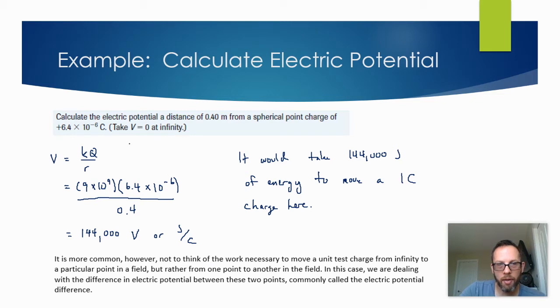So in all the definitions we've been talking about, this is 144,000 joules of energy to move a 1 coulomb charge, but it's been from R equals infinity, so from very far away. But other times, we just want to know the difference in energy or the difference in electric potential from one point to another, like across 2 parallel plates, or across a circuit, or over the resistor in a circuit. So in those cases, we're talking not about electric potential, but about the difference in potential between 2 points, electric potential difference. So look at that in a second.